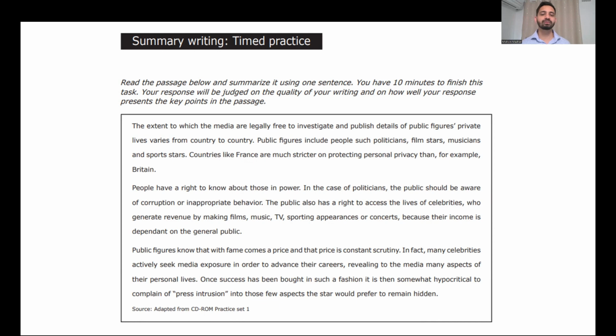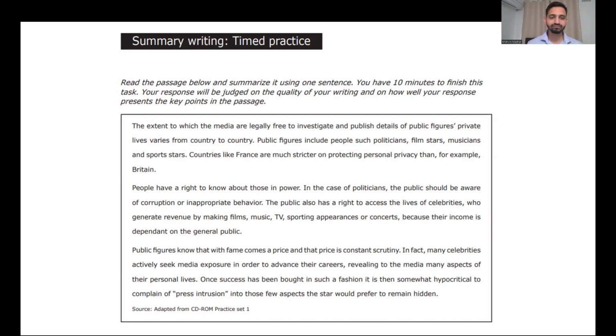So reading this first paragraph gives me the idea that the topic is whether the public has a right to know what public figures are doing. And should the media be legally free to investigate their private affairs? That will be my gist from the first paragraph.